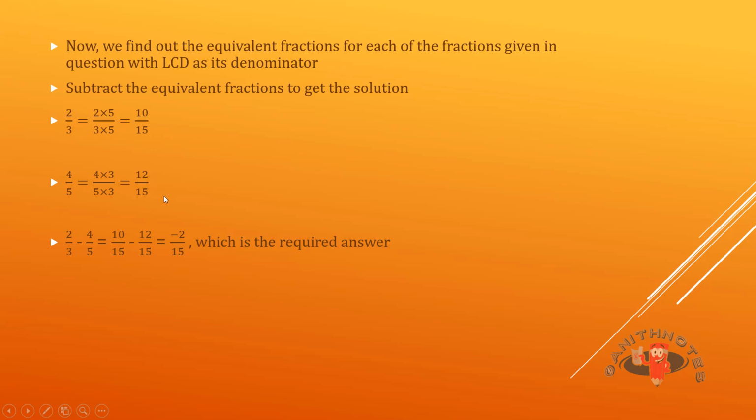So now you can easily subtract 2 by 3 minus 4 by 5. What is the equivalent fraction of 2 by 3? It is 10 by 15 minus, what is the equivalent fraction of 4 by 5? It is 12 by 15. So you have the same denominators. So you just have to subtract the numerators, which is 10 minus 12 divided by 15, which is equal to minus 2 divided by 15, which is the required answer for the subtraction of the fractions in question.